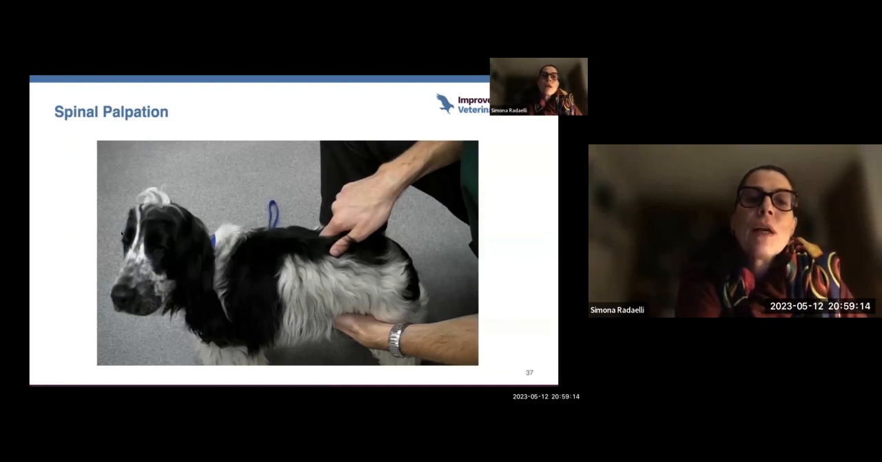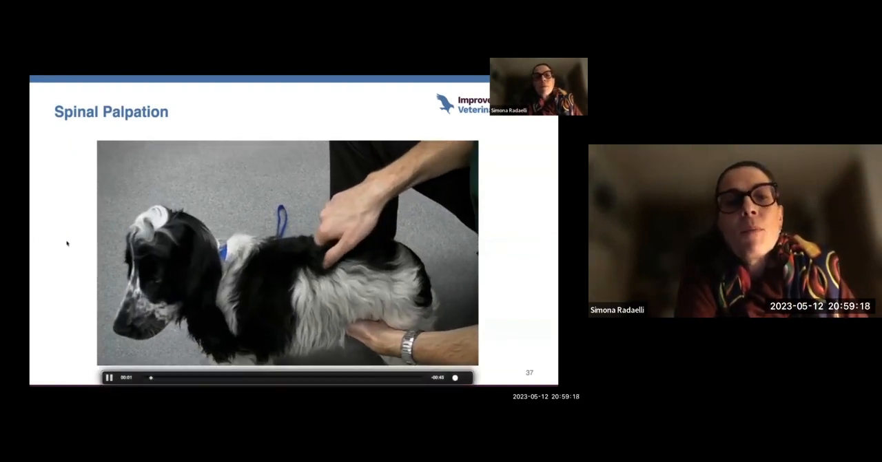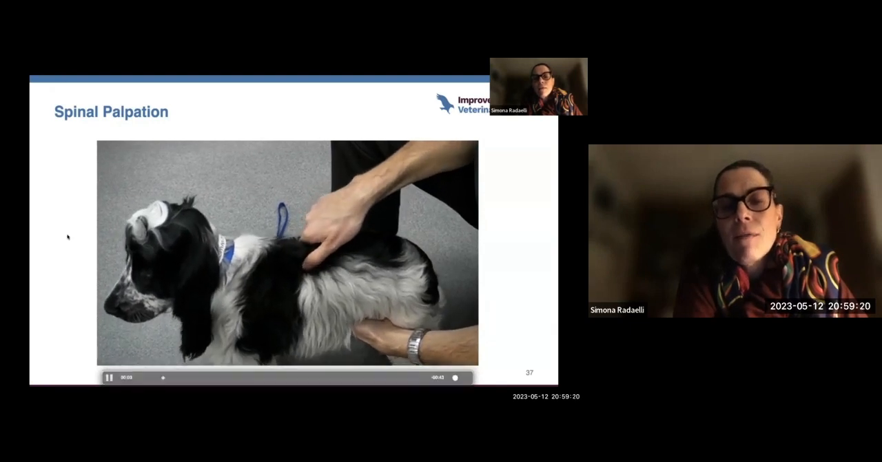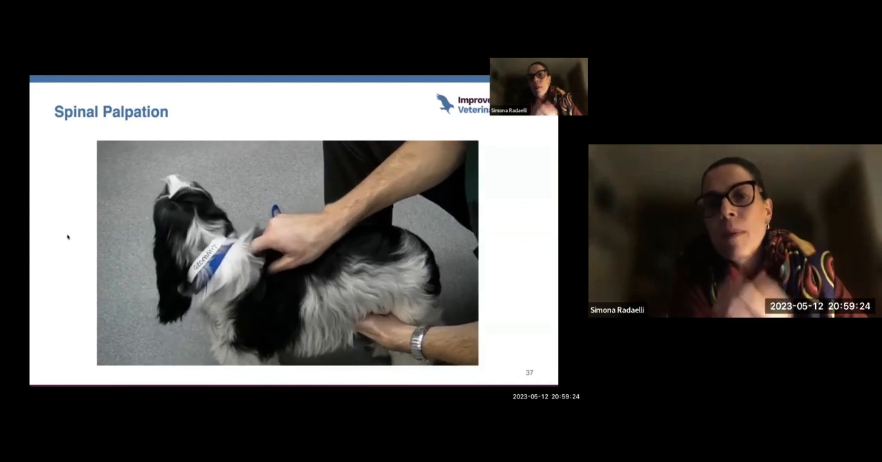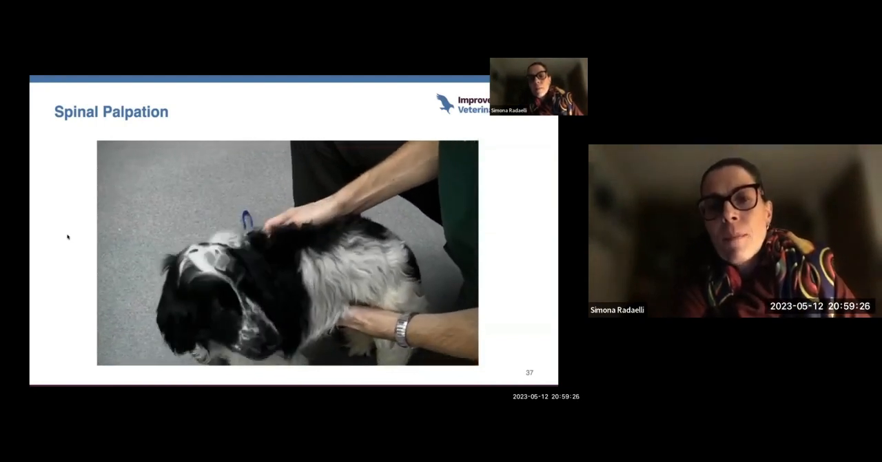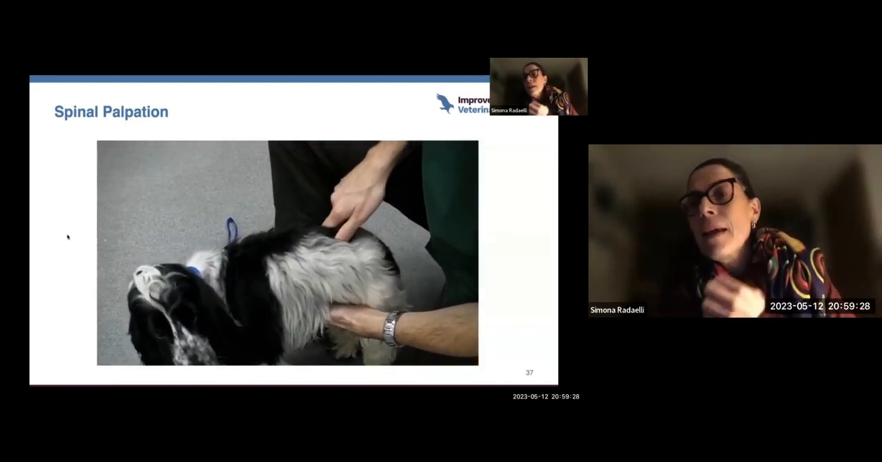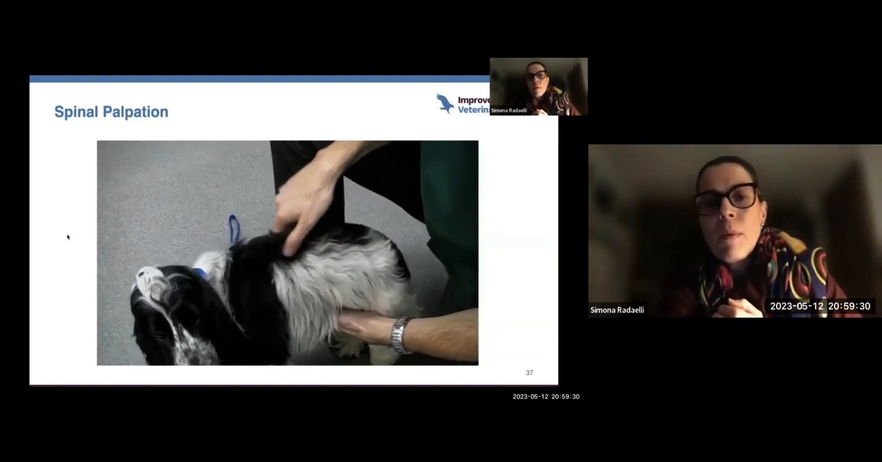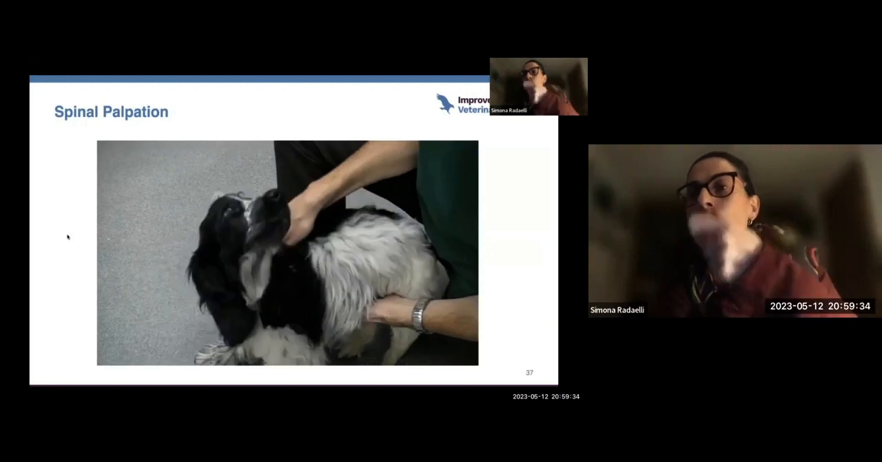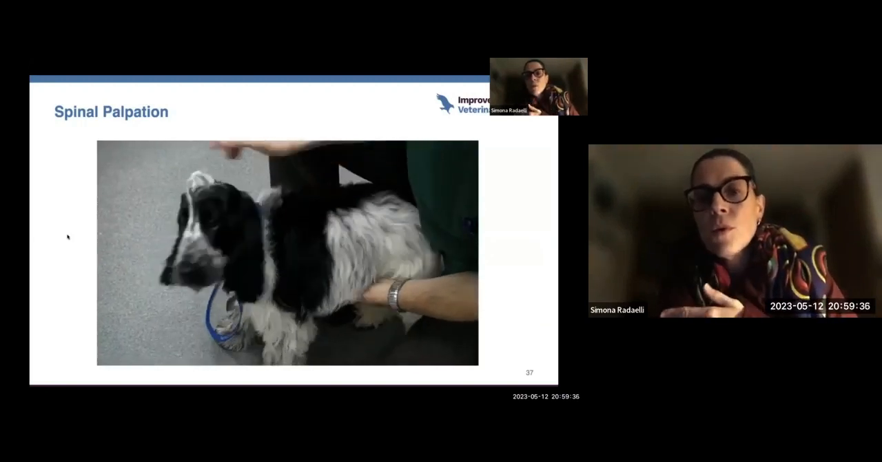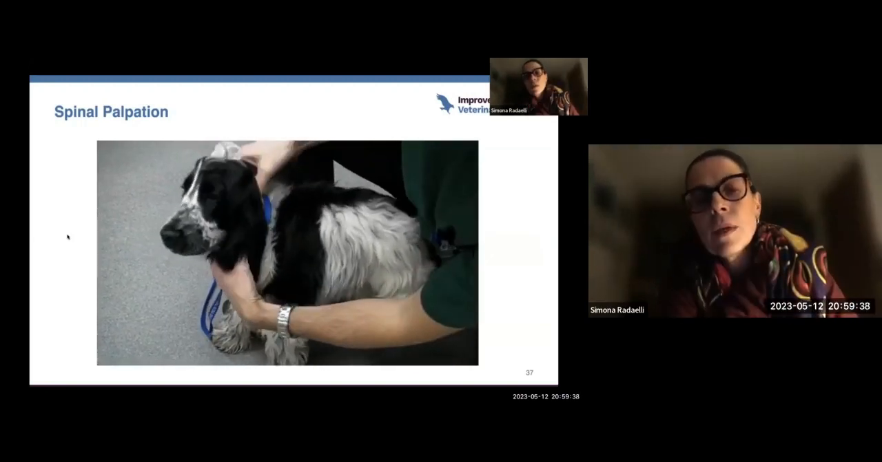Spinal palpation, we finished with spinal palpation, very important to localize again at the level of the spinal cord. I normally palpate gently, give good support under the belly and the chest. Palpate first gently, and then if the animal doesn't feel any pain and I suspect a spinal problem, then I apply more pressure from caudal to cranial, cranial to caudal.